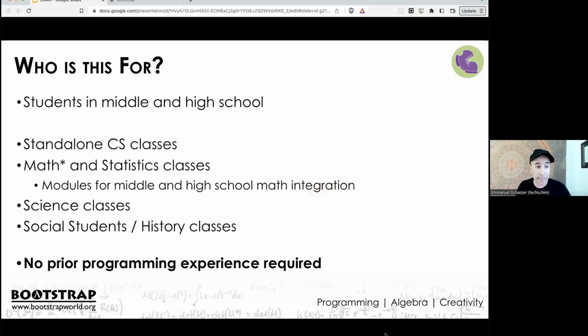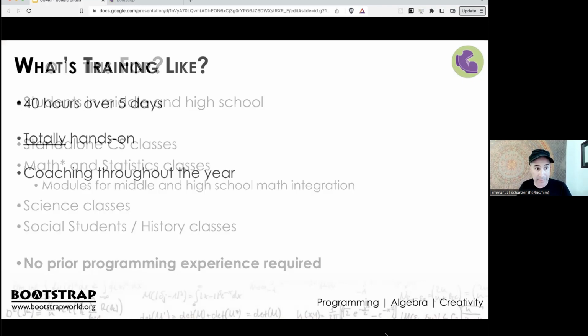Again, this is available for middle and high school. If you're looking to do a standalone CS class, we have a full curriculum for you, but this can also be integrated in a modular approach to math and statistics classes. Science classes, if you're a science teacher who has students gather data, have them analyze it in a rigorous way. And a surprising number of social studies and history classes use elements of data science to look at trends in population, voting patterns, and so on over time. Like Bootstrap Algebra, we use a mathematical language that does not require any prior experience to teach.